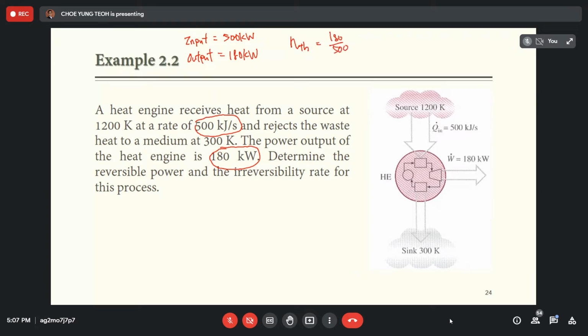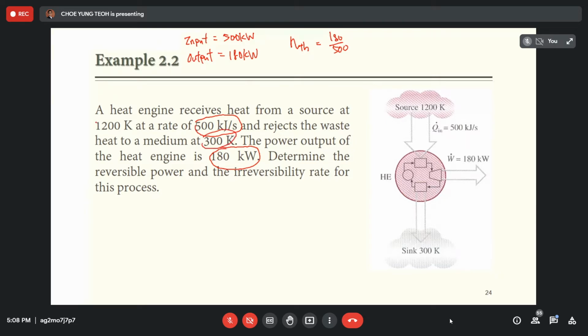This is the first law efficiency. But if you need to calculate the second law efficiency, then you need to see what is the maximum possible output of this 500 kilowatt. Okay, then to know the maximum possible output, we also can refer to the exergy. And the exergy must take care of the environment condition, which is 300 Kelvin.